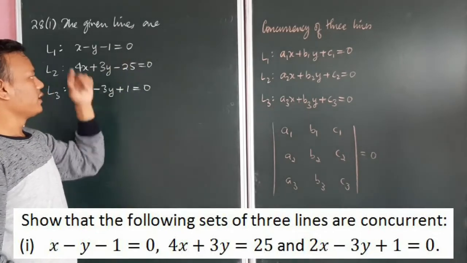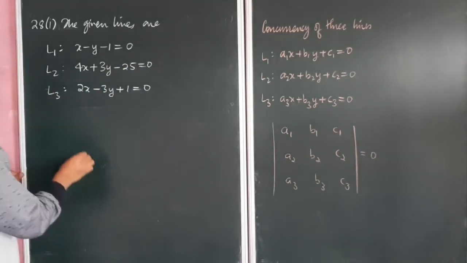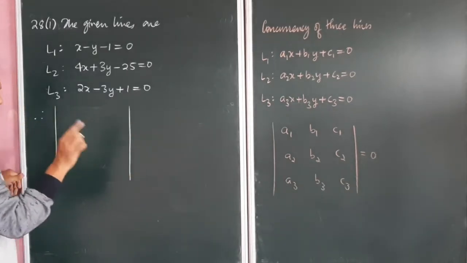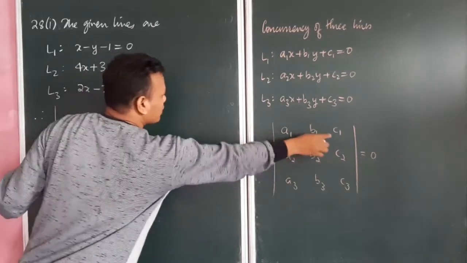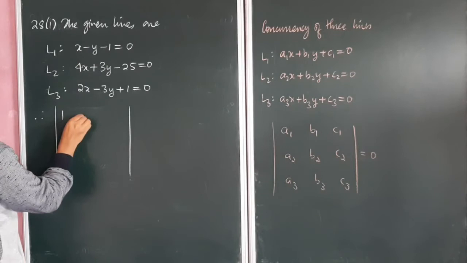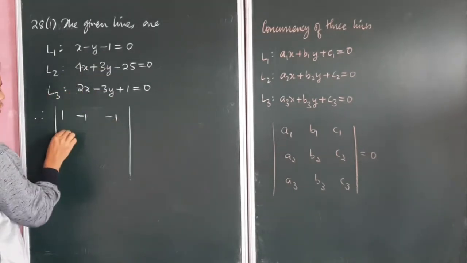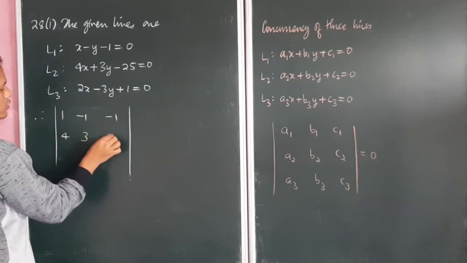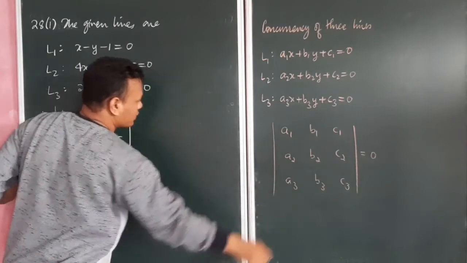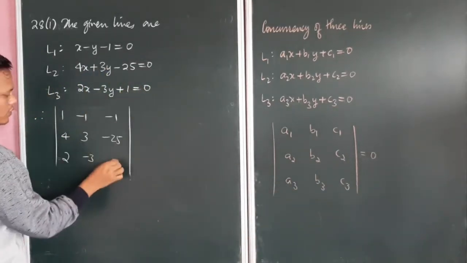So that's why I have taken this to the left hand side. So it becomes -25. Okay, so now let us calculate this determinant. See here very carefully. a1, b1, c1 will be in the first row. So we have a1 is 1, b1 is -1, c1 is -1. a2 is 4, 3, -25. Lastly we have to write a3, b3, c3. a3 is 2, b3 is -3, c3 is 1.